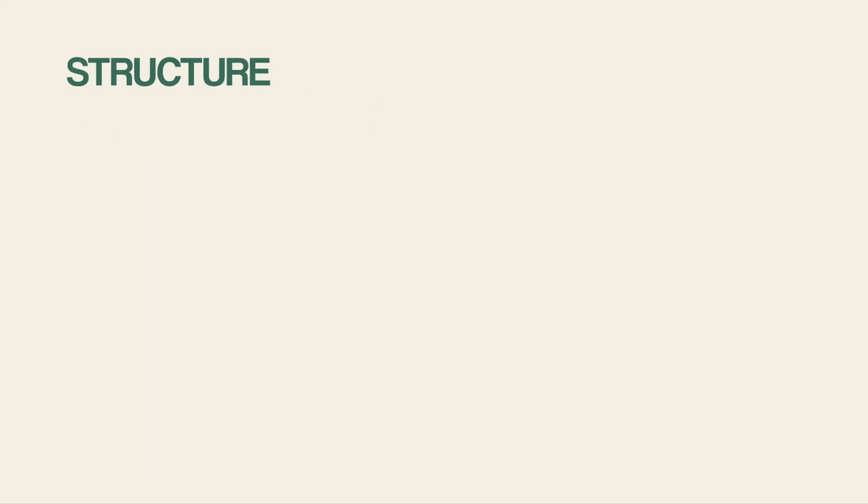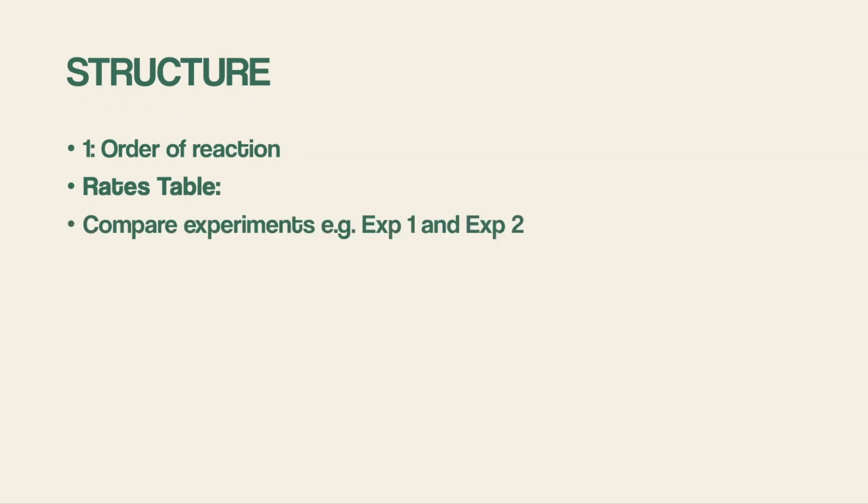Okay, so our structure. Our structure is just going to help us write our answer in a way that's coherent for ourselves and the examiner. So the first thing that you want to do in any type of question is work out the order of reaction. But this kind of depends on which type of question you have. So if you have a rates table question, you need to compare the experiments. So basically just state which 2 experiments you're taking your data from.